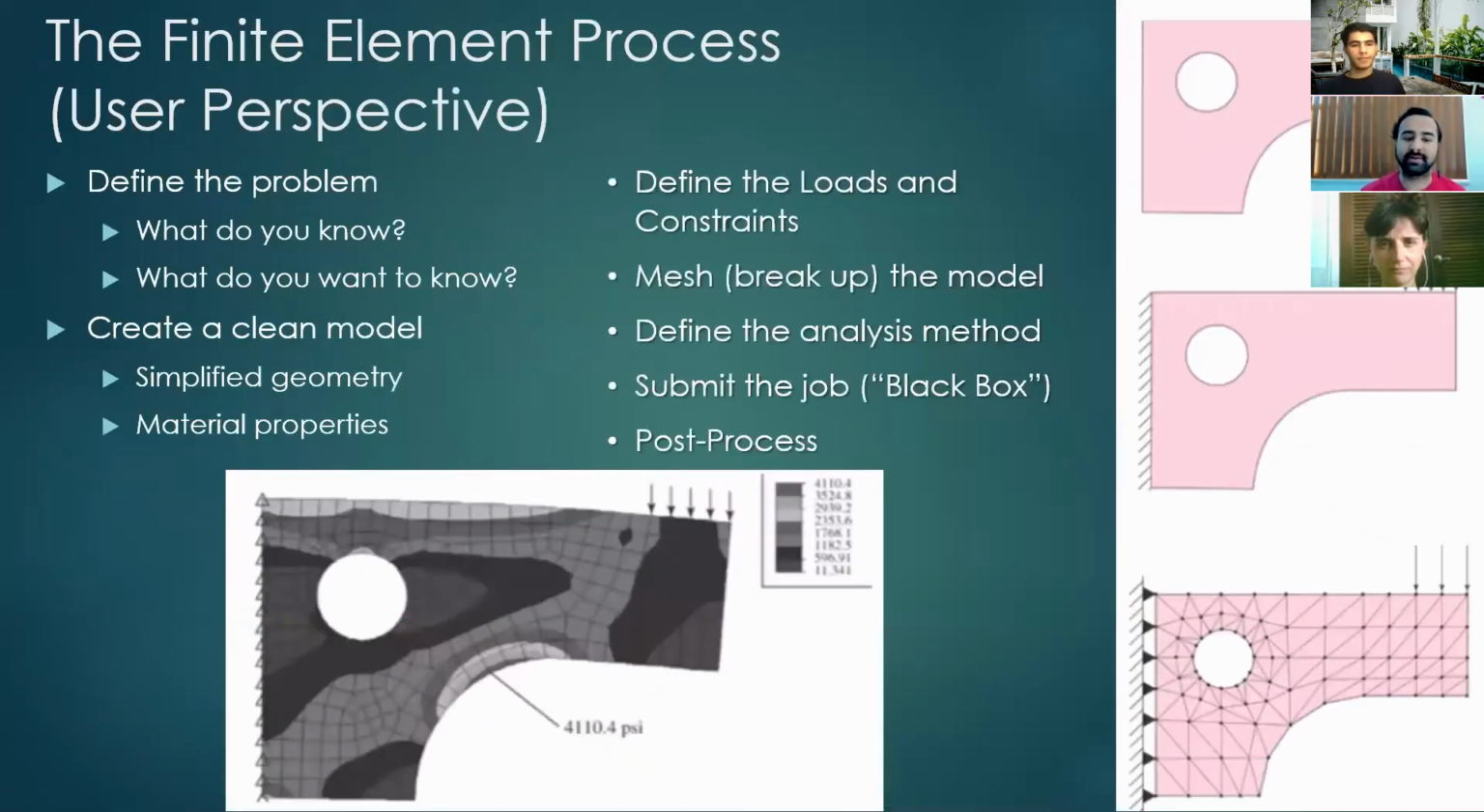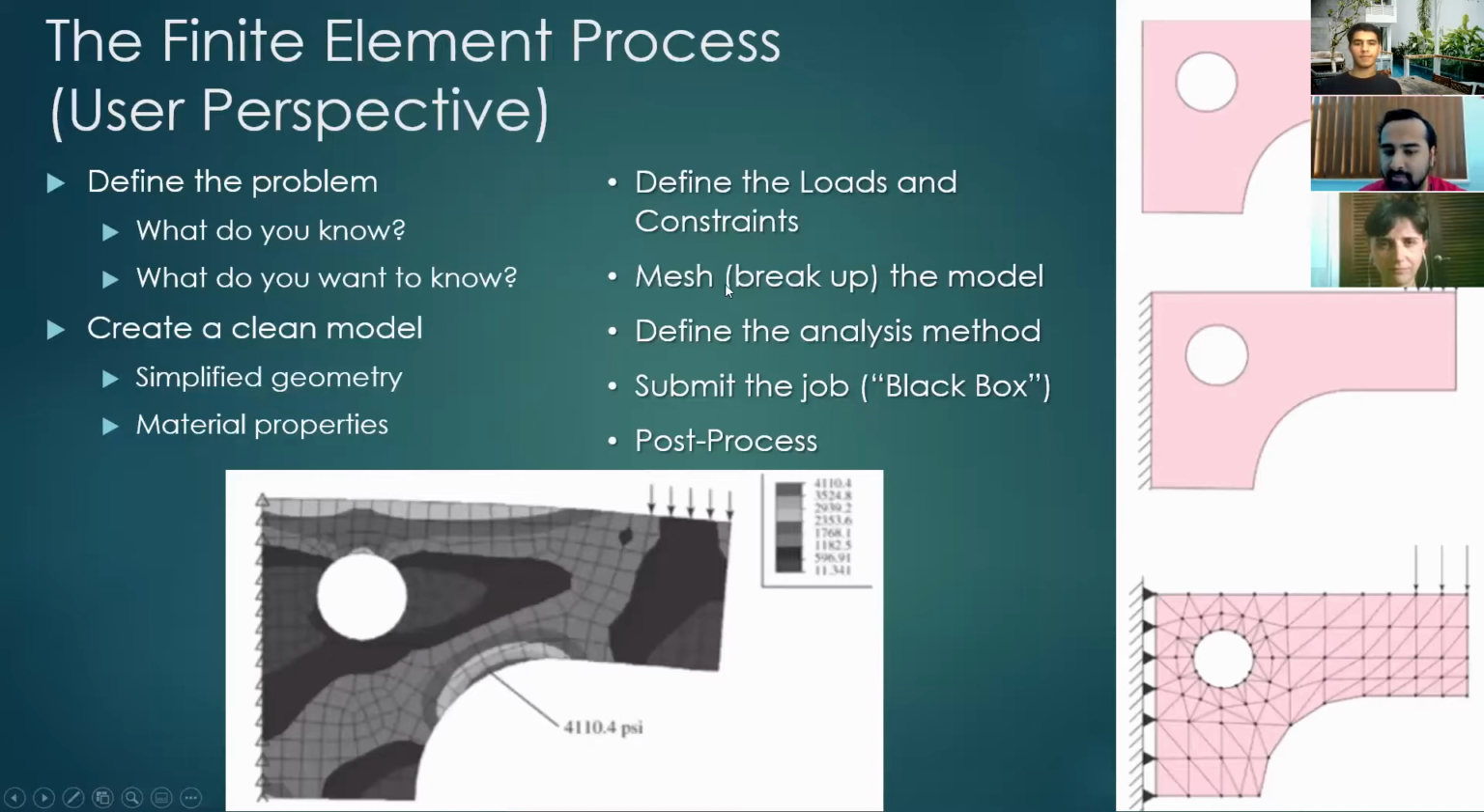So from the user perspective, it's a bit different. The way it works is first you define your model. What do you know about what you're trying to look into, and what do you want to know? Then you have to create your geometry. It can be a simplified geometry you made in CAD, and then you naturally need to know what the material properties are for whatever you're looking into. Then you need to know where your loads and constraints are. So I want to place 10 pounds of force here. This part is not moving. For example, in this image right here, you have a load being placed on this edge here. This part is not moving.